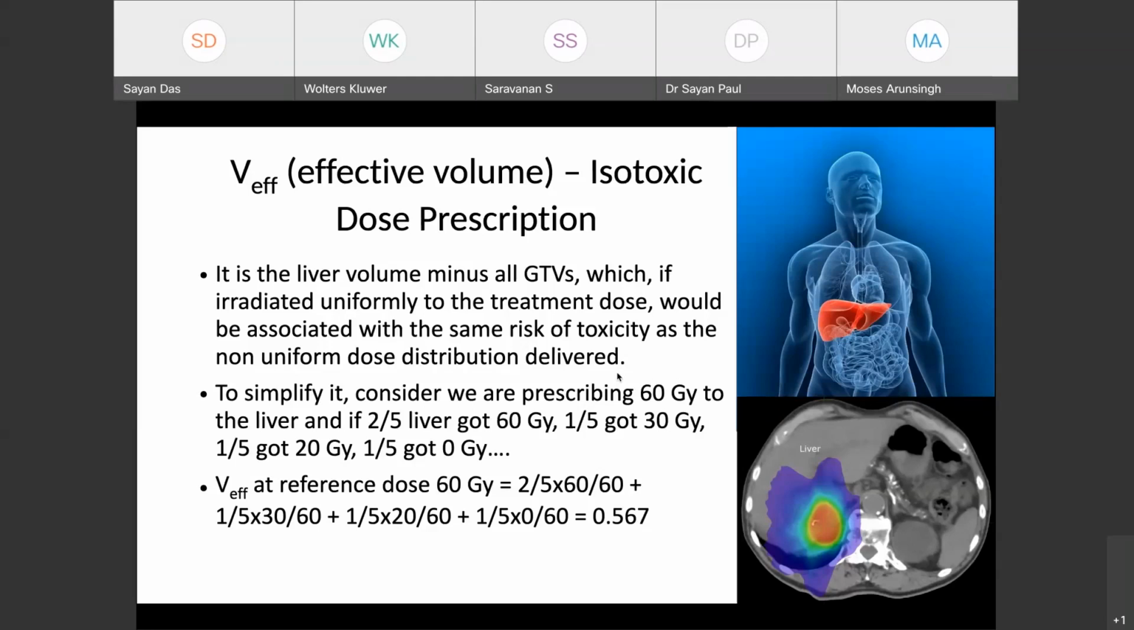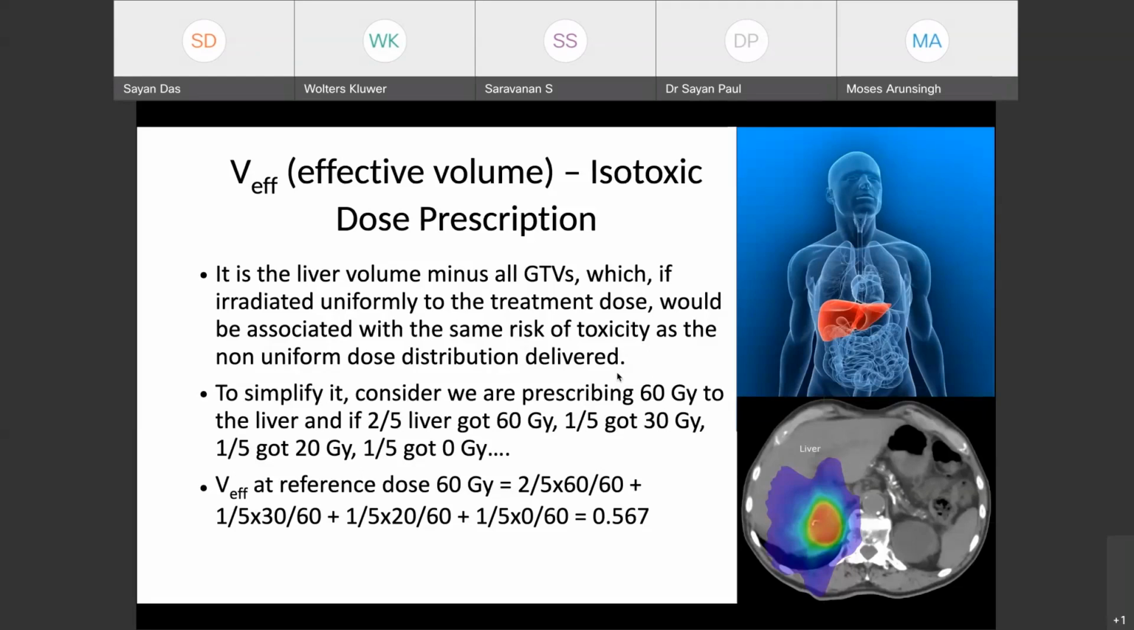Suppose we are delivering 60 gray to the liver tumor, and around 2/5 of the liver is getting 60 gray, 1/5 is getting around 50% of the prescribed dose, around 30 gray, another 1/5 is getting around 20 gray, and I'm sparing completely the remaining 1/5. So the effective volume at the reference prescribed dose, using this calculation, comes around 0.56, which means around 56 or 57% of the liver, if irradiated to this prescribed dose, would lead to a similar toxicity.